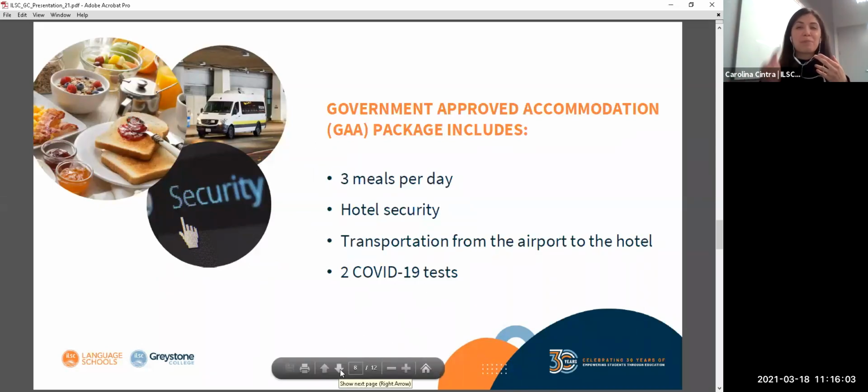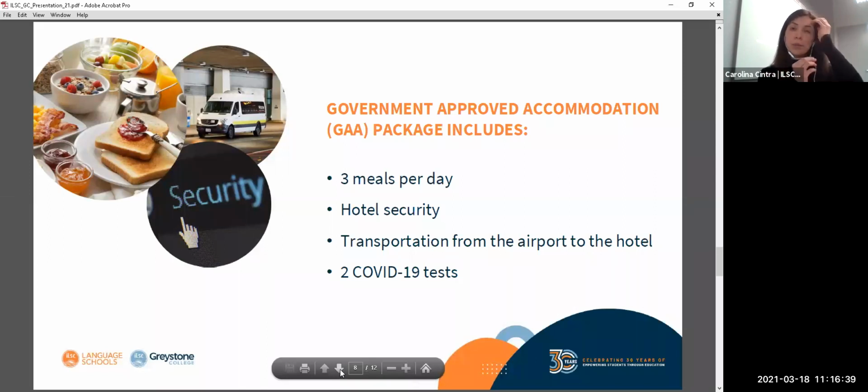So the government approved accommodation package. When the student books the government packages, it is included in the price that the student pays: the accommodation for sure, 3 meals per day, hotel security, transportation from the airport to the hotel, and the two COVID-19 tests. The one that the student will do at the airport and the other one on the 10th day of accommodation. This is included in the government approved accommodation packages.